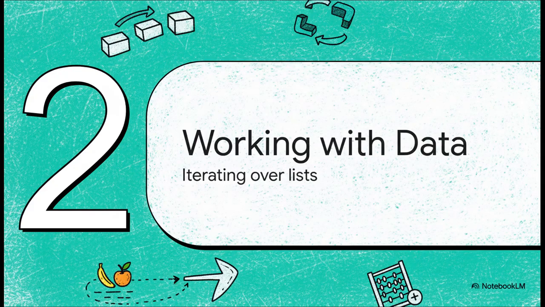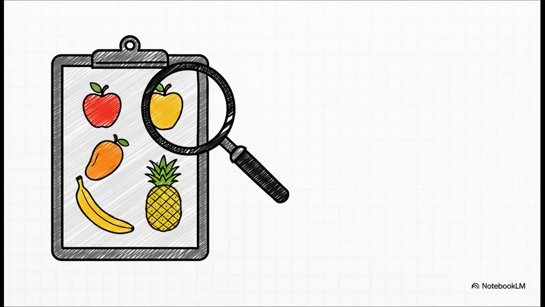Okay, so loops aren't just for counting with range. The real power, the real magic, happens when you use them to work with actual collections of data, like lists. Let's see how this builds on what we already know. So imagine you have a shopping list. In Python, we'd store this as, well, a list. It's just a collection of items. Our goal is to have our program go through this list one by one and do something with each fruit.